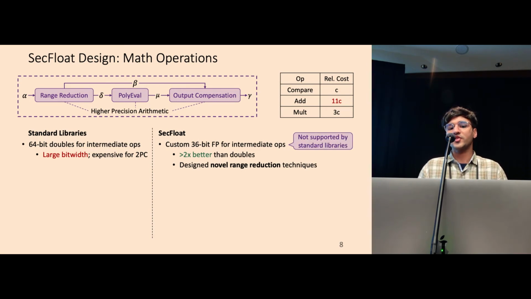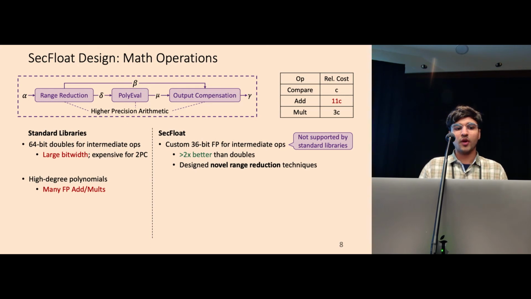And so I was talking about generality before. This 36-bit floating point representation is not supported by any standard library, and they don't have a general algorithm. But the general algorithm that we have directly makes it possible to do these operations. The next point is that standard libraries have high-degree polynomials. So they involve many floating point additions and multiplications. As you can see in the table, they are quite expensive.